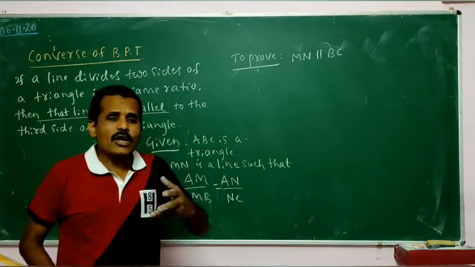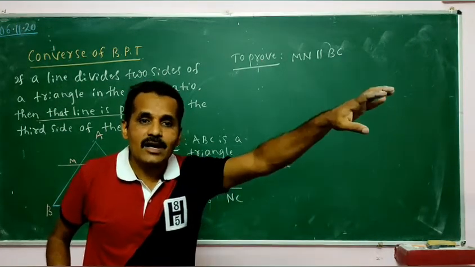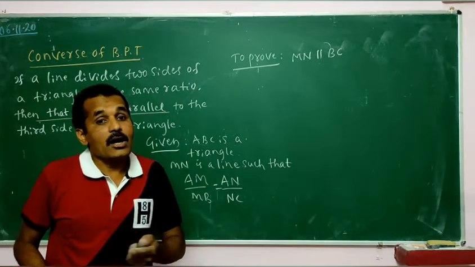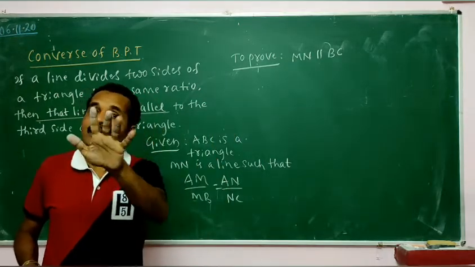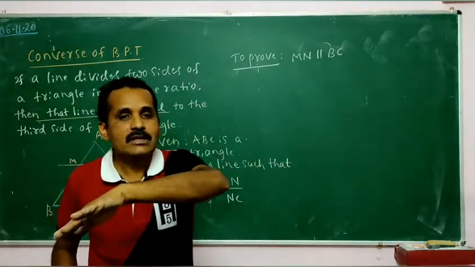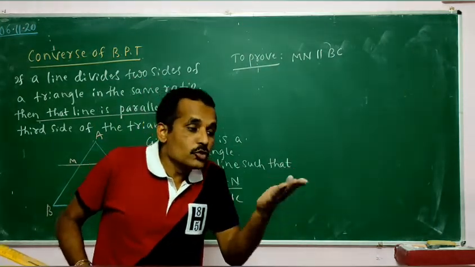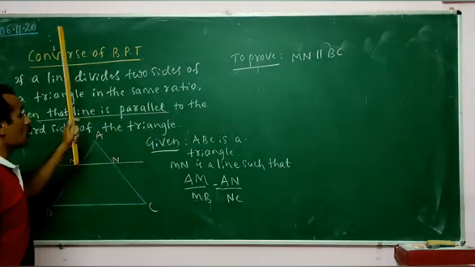मतलब एक कॉन्वर्स थ्योरम क्या होता है? जो मेन थ्योरम का गिवन था ये यहां टू प्रूव हो जाएगा कॉन्वर्स थ्योरम, और जो मेन थ्योरम का टू प्रूव था इधर हो जाएगा गिवन. That is the difference of the theorem and its converse. वहां गिवन था, यहां टू प्रूव हो जाएगा, और यहां जो टू प्रूव था वहां जाकर गिवन हो जाएगा. This is all about your converse of BPT.